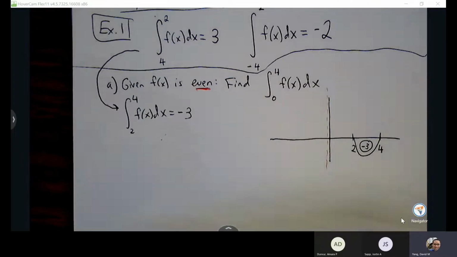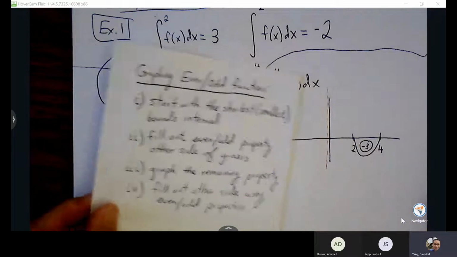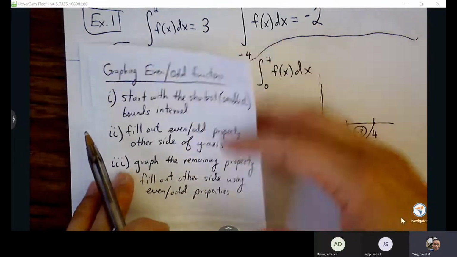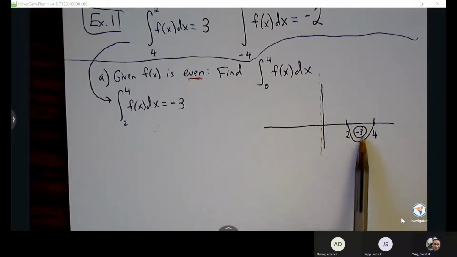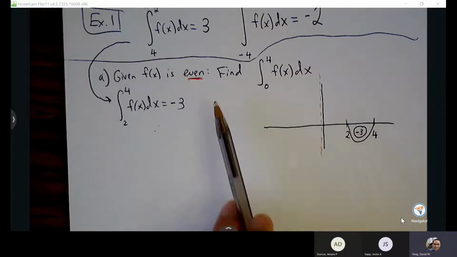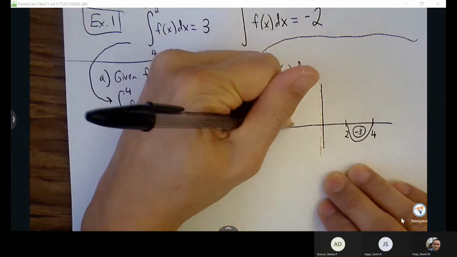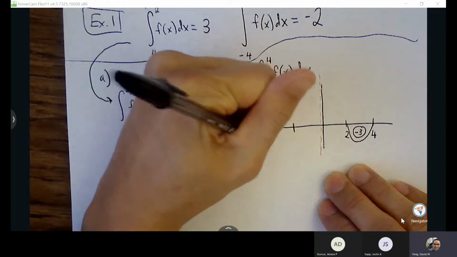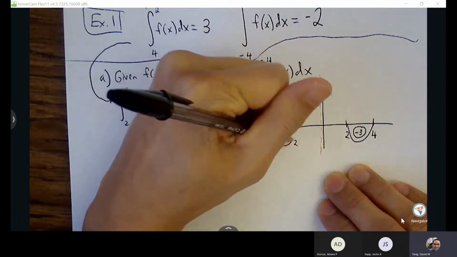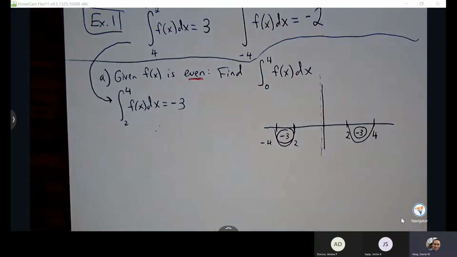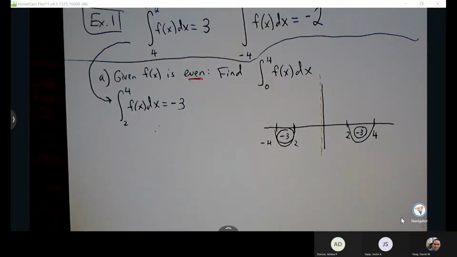Now, as soon as we put any property down, we want to go ahead and fill out the property on the other side. Okay, so before we even get to the larger interval, what can we know about the other side if it's an even function? Same. Okay. Good. -4 to -2 is also going to be -3. Good so far?